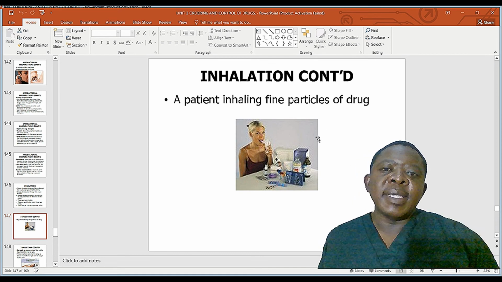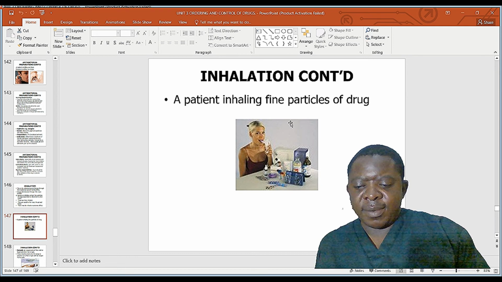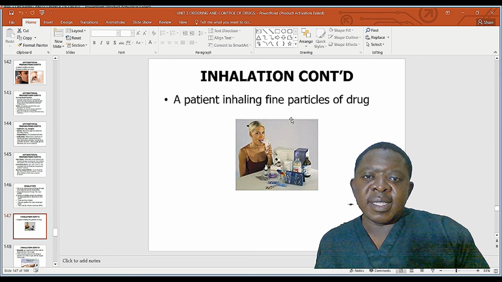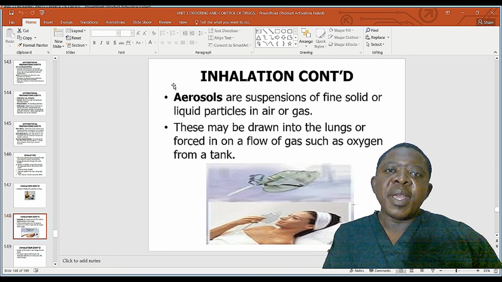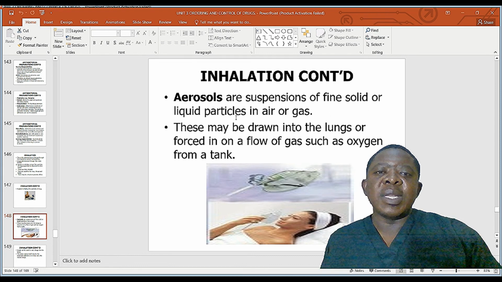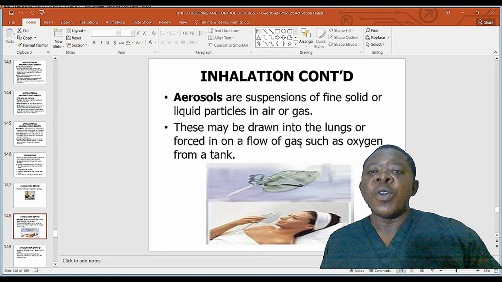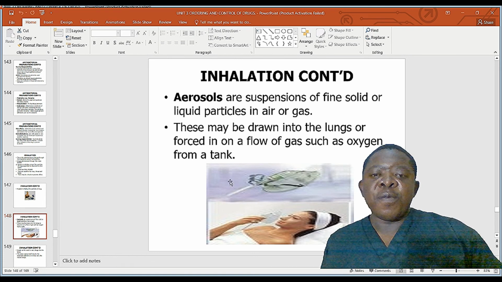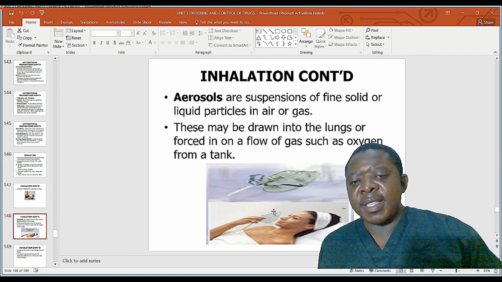So here is a patient who is using an inhaler. Then we have aerosols. These are suspensions of fine solid or liquid particles in air or gas. These may be drawn into the lungs or forced in on a flow of gas such as oxygen from a tank. So here we have an illustration, someone receiving oxygen.